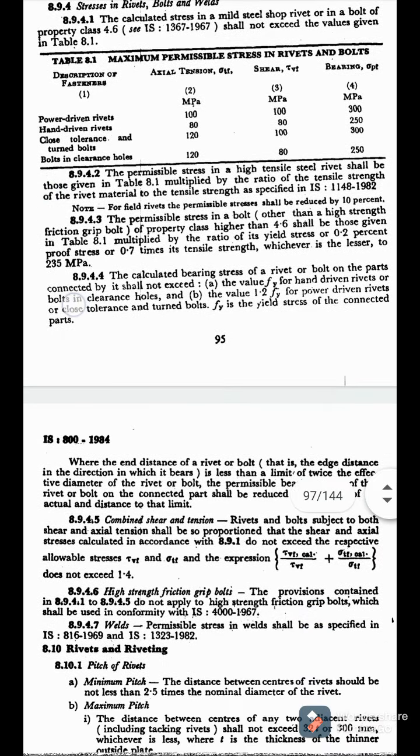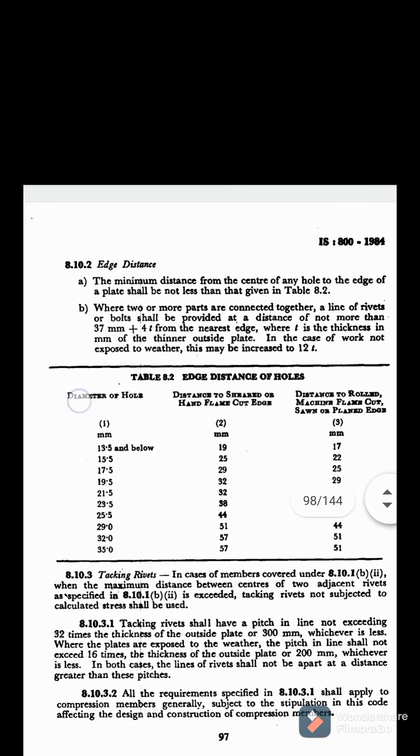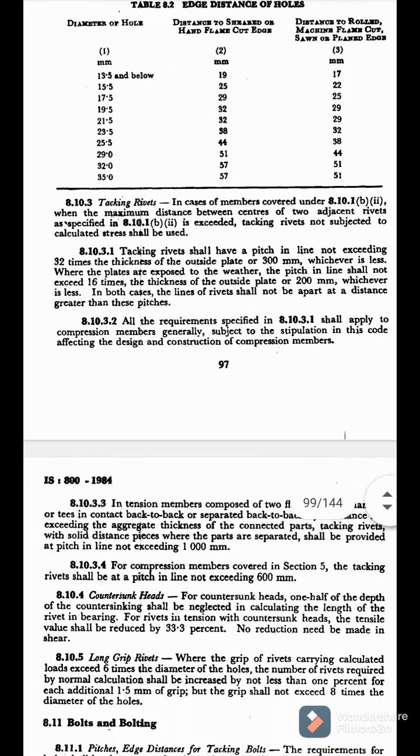So now here minimum pitch, just wait. Anything else? Pitch is done. Okay.